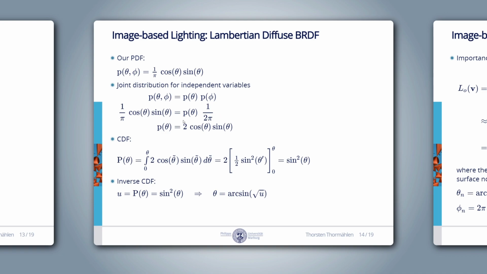Now we can solve this equation for the marginal distribution p of theta. The result is 2 cosine theta times sine theta. Next, we want to apply inverse transform sampling for theta. We compute the CDF and the result of the integral is sine squared of theta. Consequently, the inverse CDF is the arcsine of square root of u.